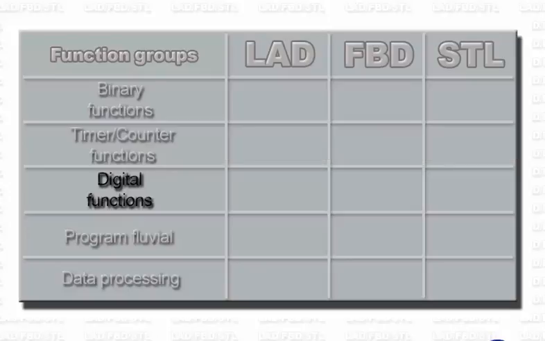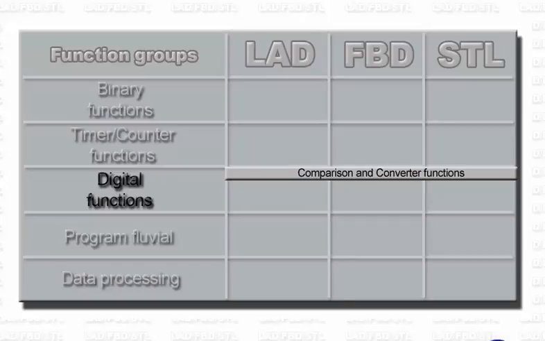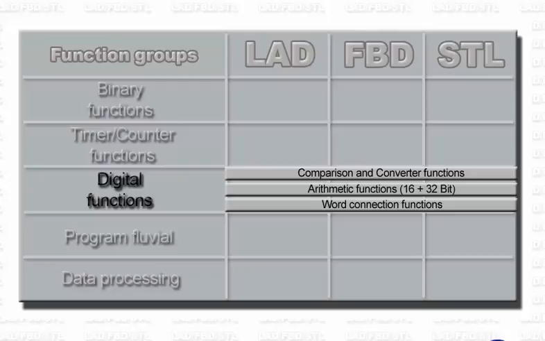In the group of digital functions, variables with digital values and the information sizes byte, word or double word are processed. The functions available are comparison, conversion, and powerful arithmetical functions. The data formats used range from BCD-coded numbers to fixed point and floating point numbers.